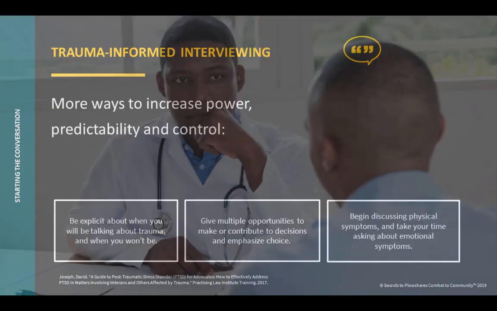Here are some more ways to increase power, predictability, and control for your veteran patient. Be explicit about when you're going to talk about trauma, when you won't be, why you're talking about it. Give them opportunities to make decisions about their care plan. And when you're talking about physical symptoms, also take the time to ask about any emotional symptoms that may also come about.